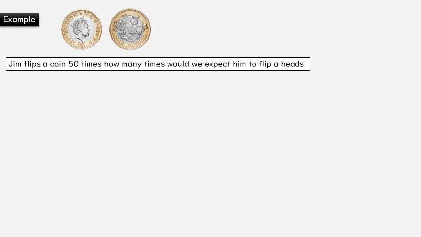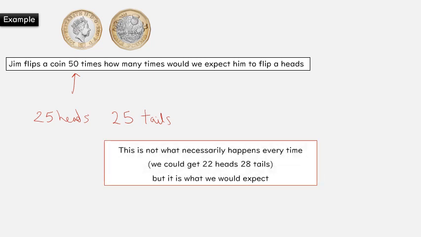Jim flips a coin 50 times. How many times would we expect him to flip a heads? Well, if it's a fair coin, it's got equal chance of landing heads or tails. So if you're flipping it 50 times, I'd expect 25 heads and 25 tails. I've seen that example a lot before, so I know how to do it, but what have I actually done?